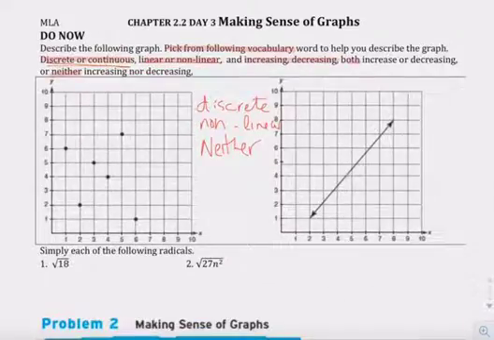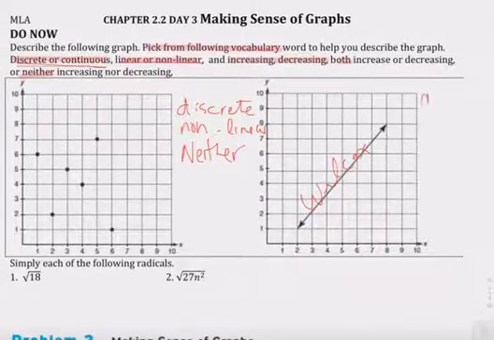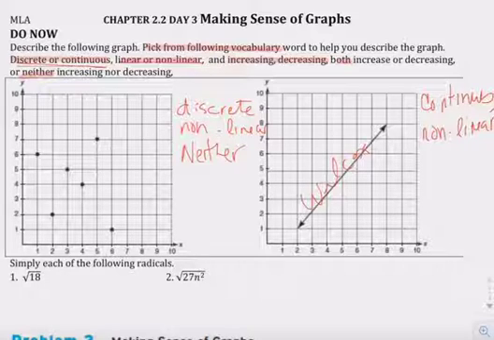The last one here, we can write our name here, Wilcox. It is continuous. Nonlinear. Increasing or decreasing? It's increasing. And that's it.